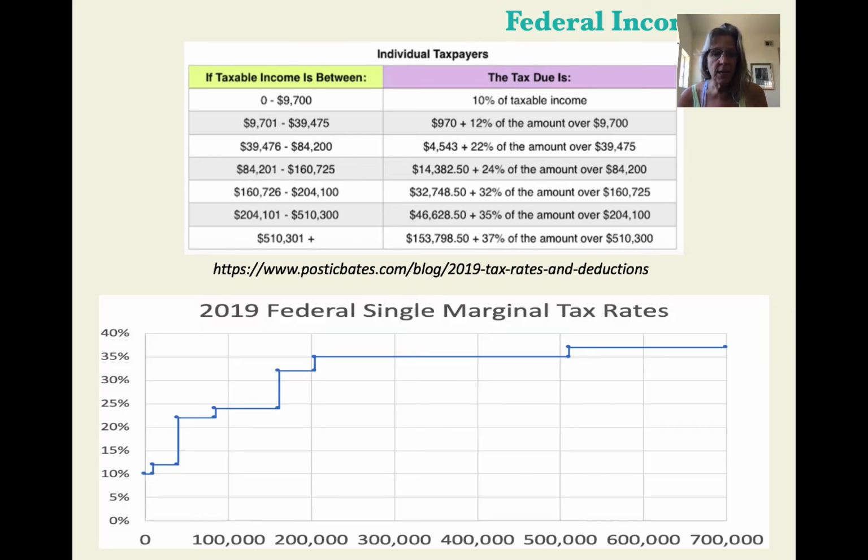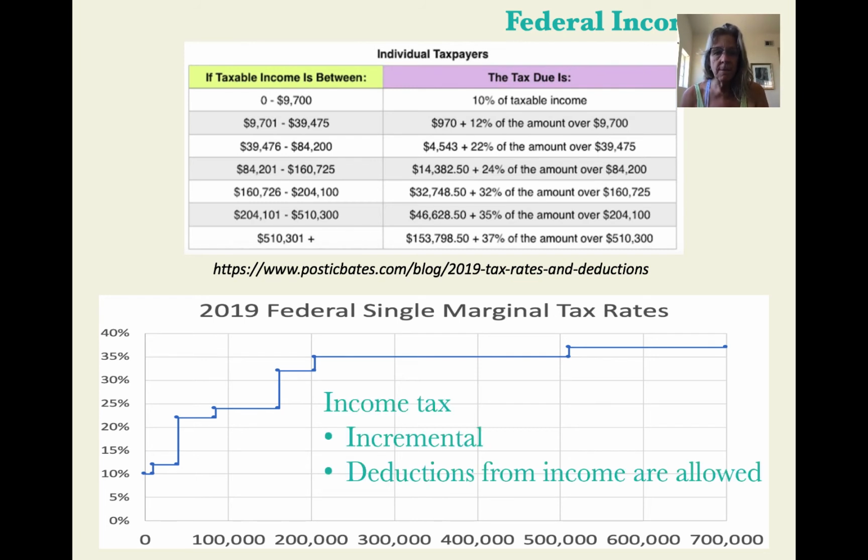If we graph it, it looks something like this. It's a step function. At the lower levels, you're only taxed at about 10%, but as you progress up, the income tax rate increases. It's important to know this is a marginal tax rate. So for everybody, the first 9,700 is taxed at 10%, and the difference between 9,700 and 39,475 is taxed at 12%. But as we earn more and more, the marginal tax rate increases.